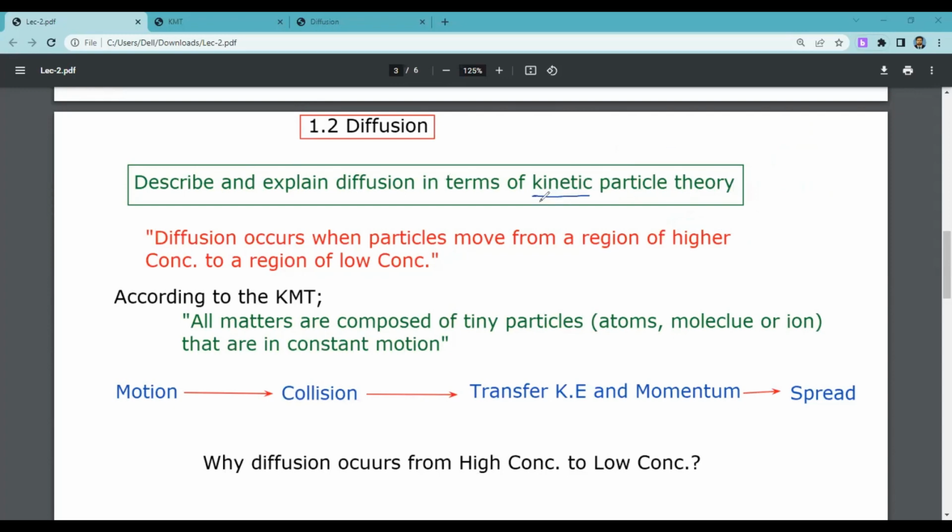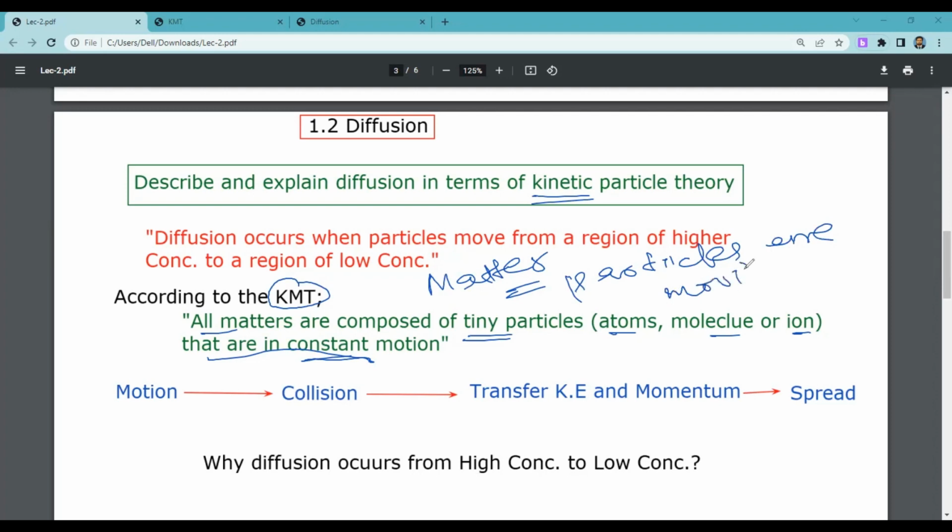Now we will explain diffusion in terms of kinetic particle theory. According to the postulates of kinetic molecular theory or kinetic particle theory, all matter is composed of tiny particles, atoms, molecules, or ions that are in constant motion. It means that matter is composed of particles, and these particles are moving. Due to this motion, they will spread out, and if they spread out, it means that the process of diffusion will occur.